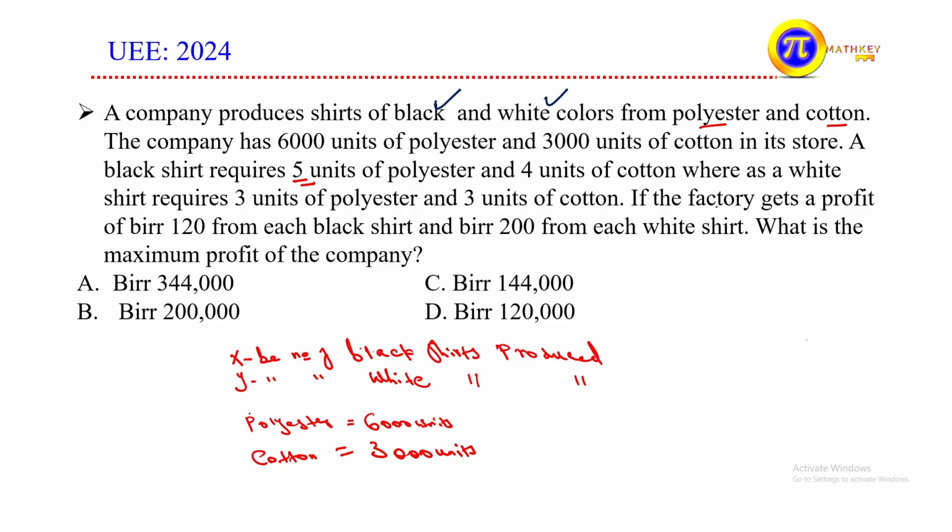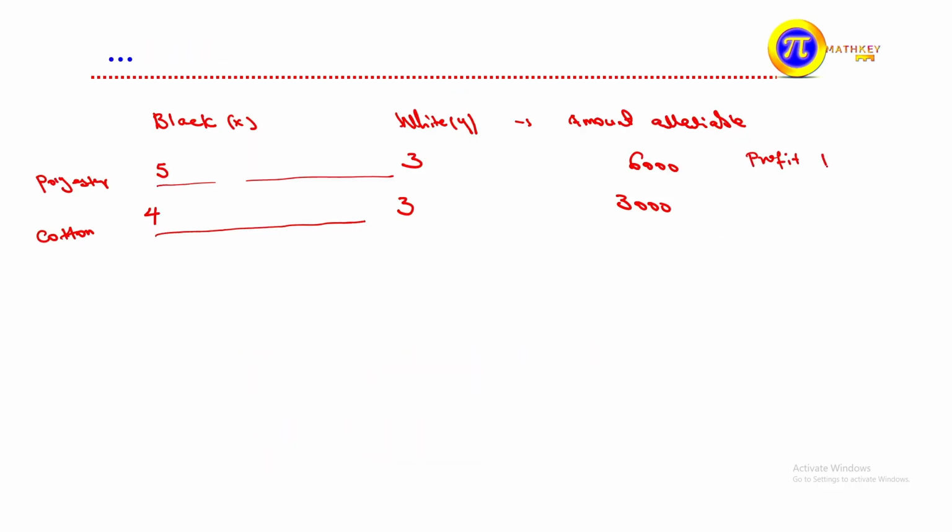And the last one, it says the factory gets a profit of 120 per black shirt and 200 per white shirt ይሄን ያገኛል። ስለዚህ እኛ ፕሮዲዩስ የሚያደርገው x number of black shirts ካለ x times 120 ይሆናል ማለት for the case of profit in case of black shirts. Similarly for white, it is 200, so if it produces y, then y times 200. So profit means the total sum of what? Profit from black, profit from white.